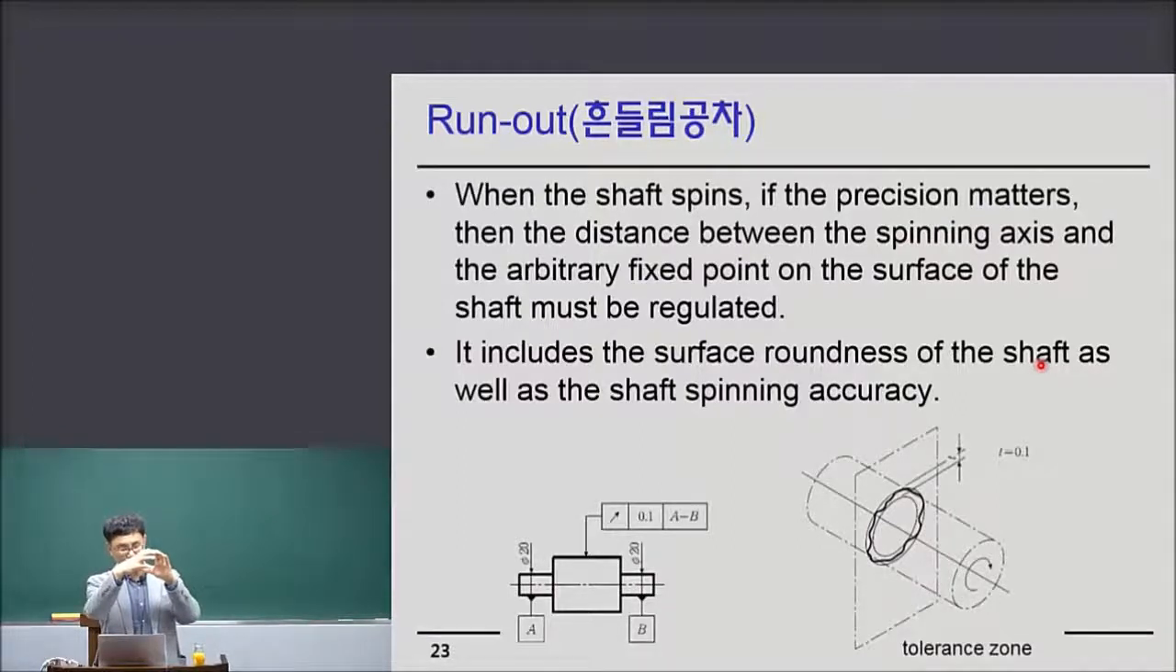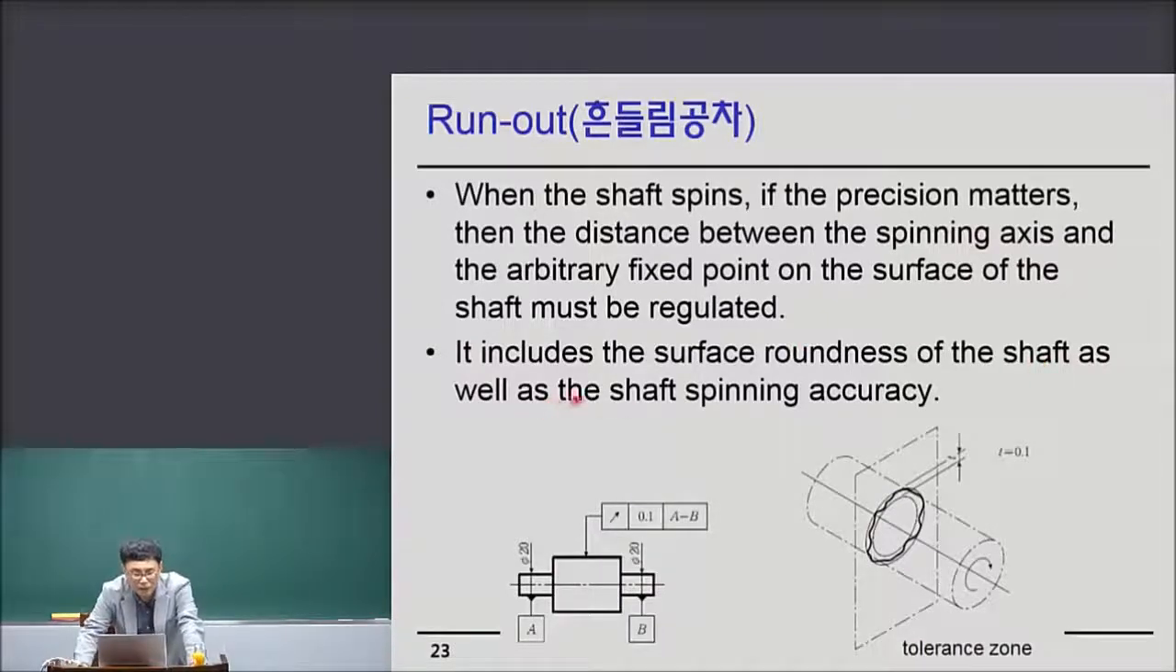If the roundness of the shaft is large, which means that it is far from the true cylinder, then if it spins, the run out should be large. If the roundness of the shaft is large, okay, it is far from the true cylinder. So if it is spinning, then the run out becomes large.